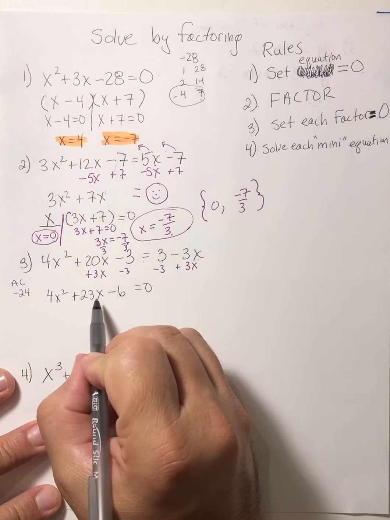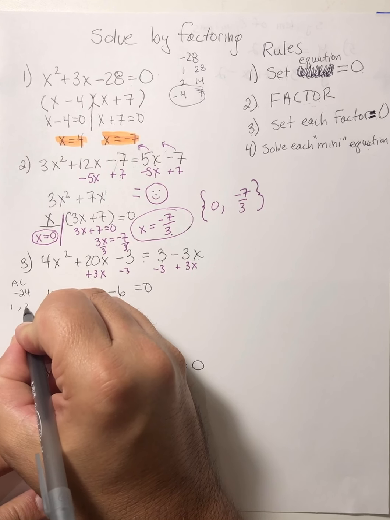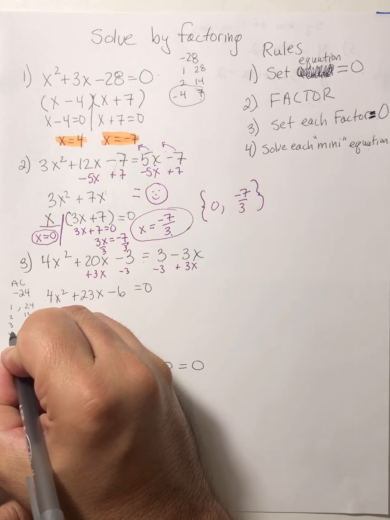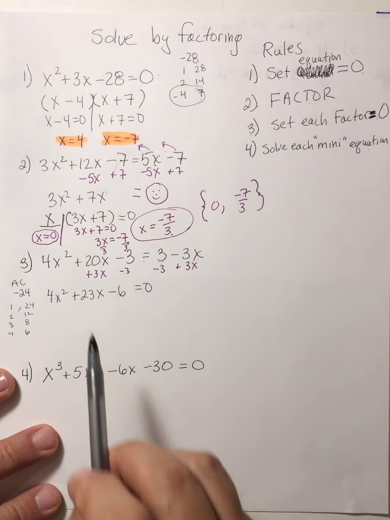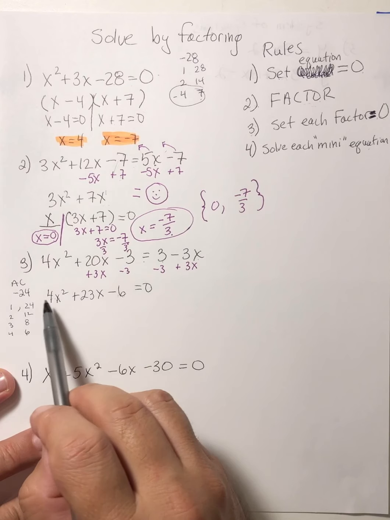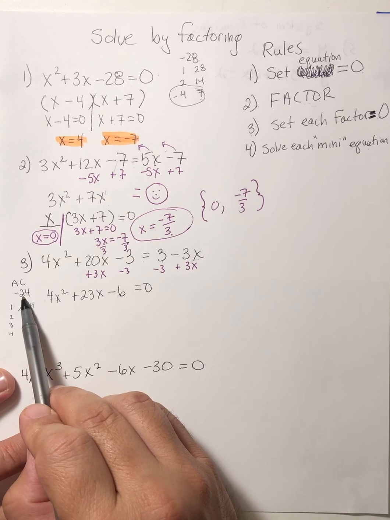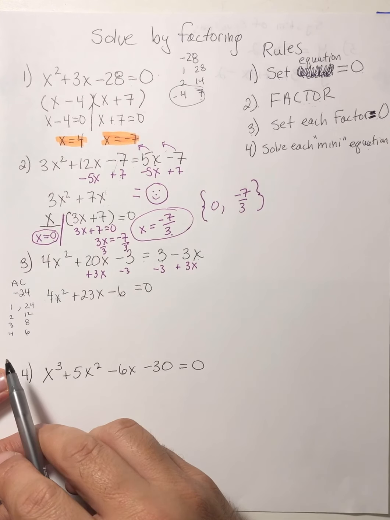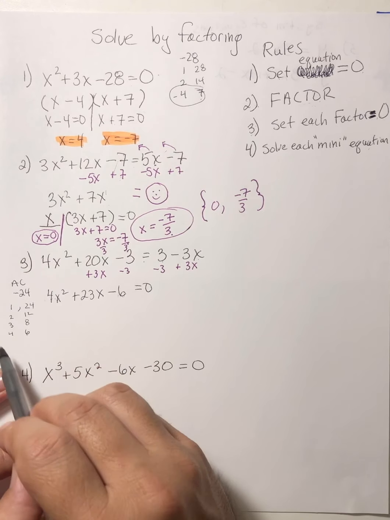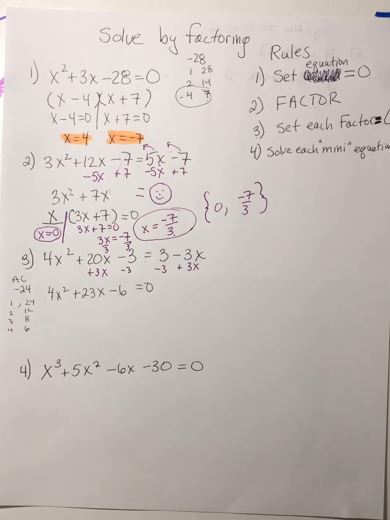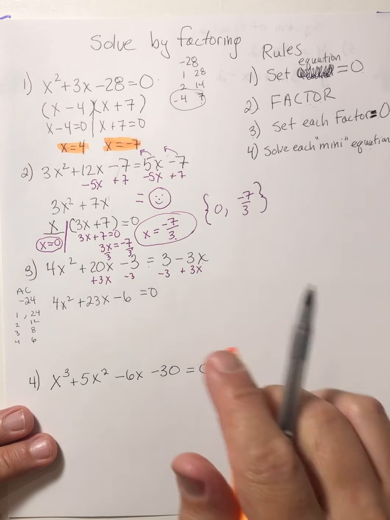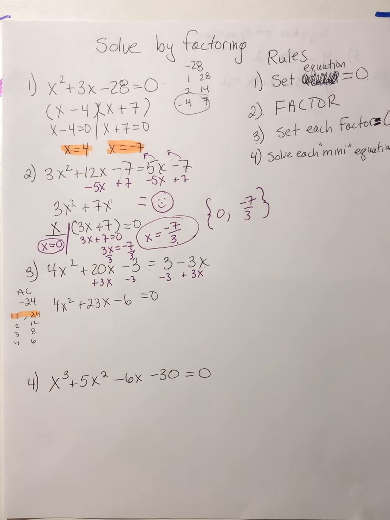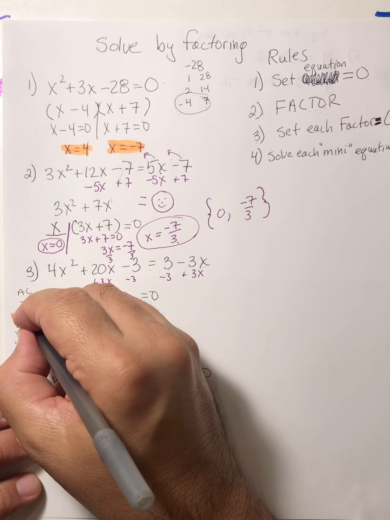So I need factors of 24. 1 and 24, 2 and 12, 3 and 8, 4 and 6. Which one of these factors, because the sign is negative 24, that's right, they have to subtract and give me 23. So which are the only ones here that will subtract and give me 23? That's right, it is just 1 and 24. And so it's going to be a negative 24.